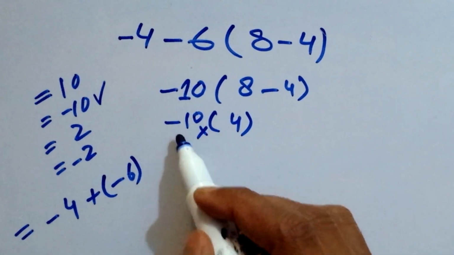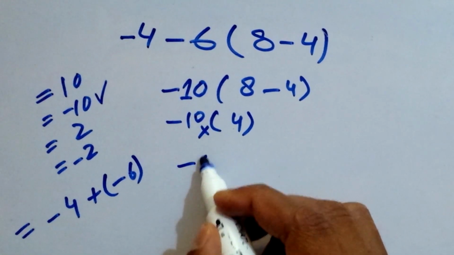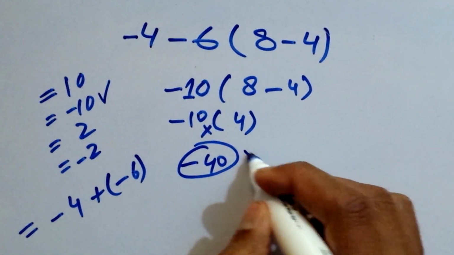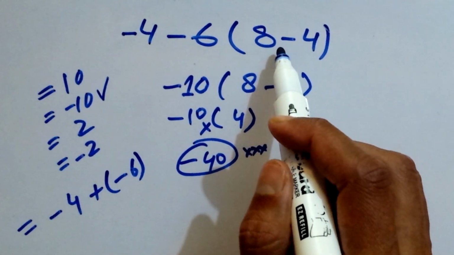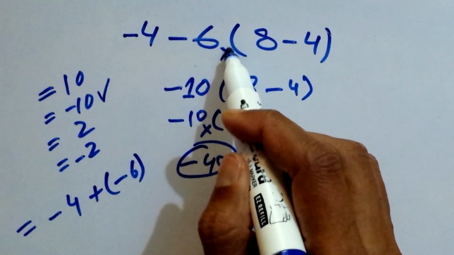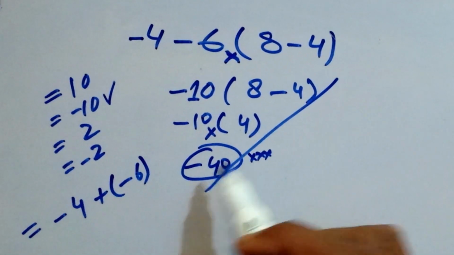Now here is multiply. So -10 times 4 equals -40. But this is wrong. Why? Because first of all parentheses, right? Then multiplication, and then subtraction.